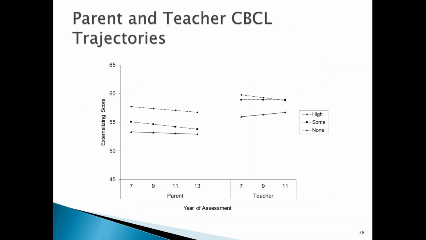It turned out that a linear curve fit, and so we have these lines. On the horizontal axis is the parent and teacher at the different time points, and on the vertical axis are the CBCL externalizing scores. The main point here is that we found that those kids with high cocaine exposure exhibited more externalizing problems than kids with no exposure.